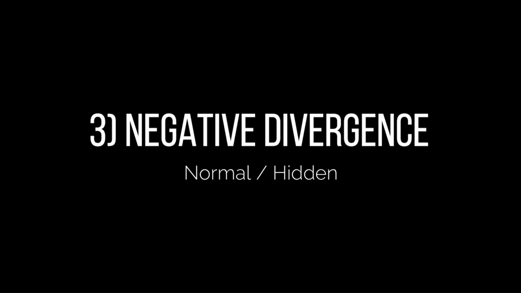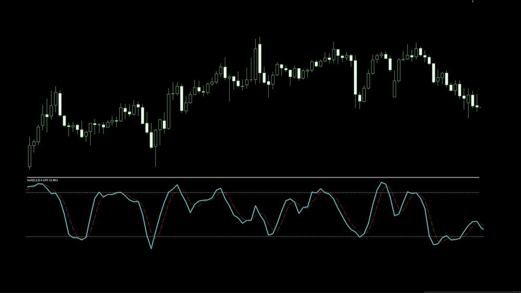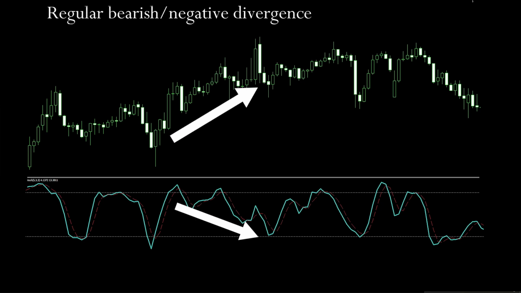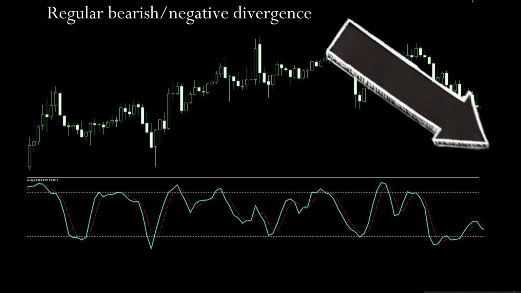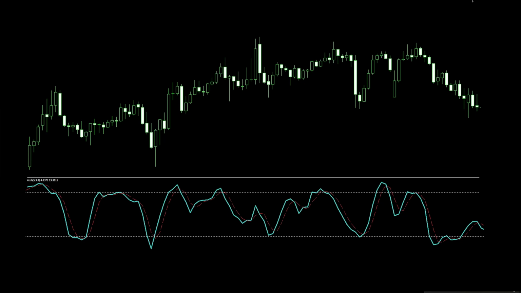On the opposite side, we have the second category, negative divergence. If the price is making a higher high, but the oscillator a lower high, then you have normal bearish divergence. This type of divergence can be found in an uptrend. After the price makes the second high, if the oscillator makes a lower high, then you probably expect the price to reverse. The idea is the same.